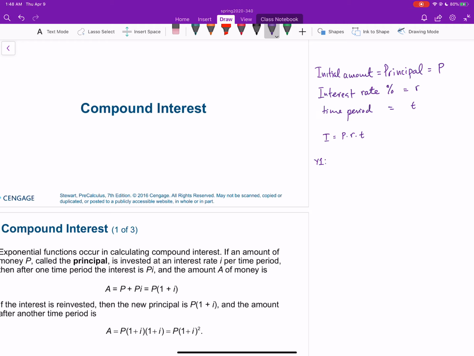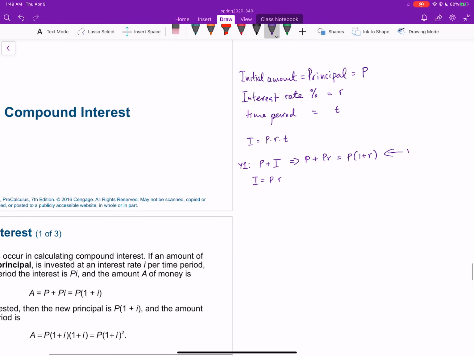Okay, so let's look at year one. After investing your money, it's going to be P, that's your principal, plus the interest that has accrued. The interest is going to be P times R. So at the end of the year, we can say that this is P plus PR, which is the same as P(1 + R). Now, this becomes the new principal for the next year.